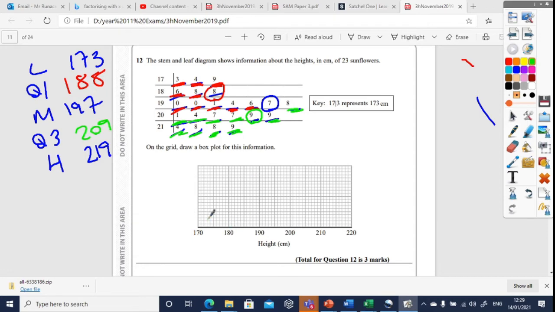I'm going to plot these on my graph at the bottom. So 173 is here, 188 is there, 197 is here, 209 is there, and 219 is here. I'm just going to box them off. You're going to use a ruler, but I'm not. There's my box plot.